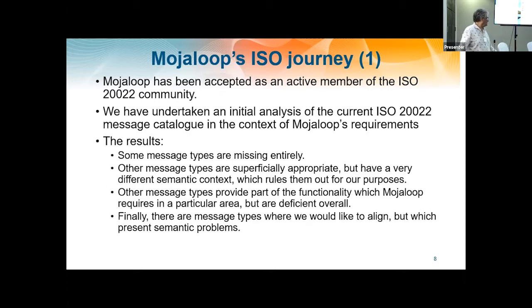And finally, there are types where we would like to align, but which have semantic problems associated with them. And those are particularly the payment execution messages. Now, as you'd kind of expect, ISO 20022 has a number of different ways of requesting the execution of a payment. We have tried mapping those onto the way in which we manage the execution of payments, and I'll be talking in a bit more detail about that later on. But we think, in general, that they are not properly adapted for what we want to do in the Mojaloop.